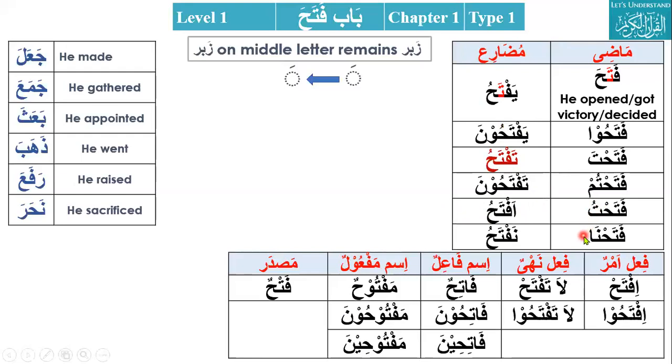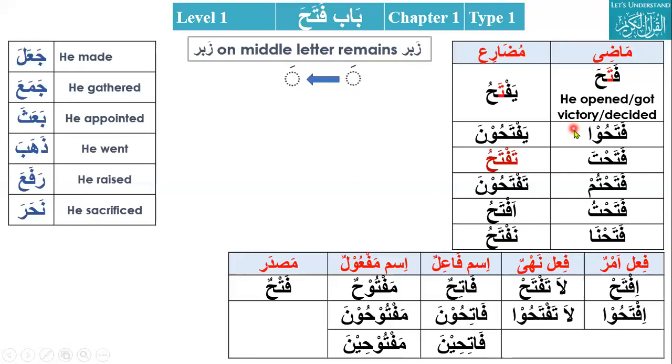If I say ja'alna, what is the meaning of ja'alna? We will make? No. We make? We made, because it is past tense. No? So this table is past tense. This is present and future. So this is we made. We made for you all your sleep as resting. Wa ja'alna nawmakum subata. Okay.